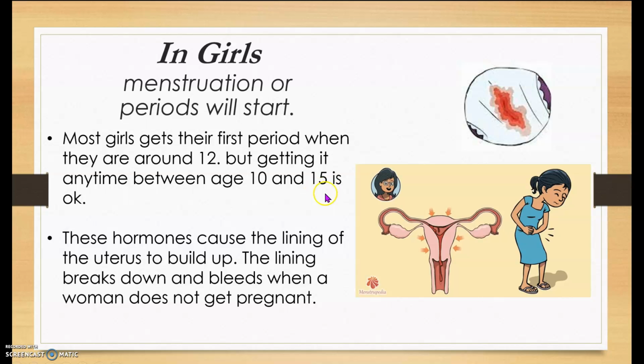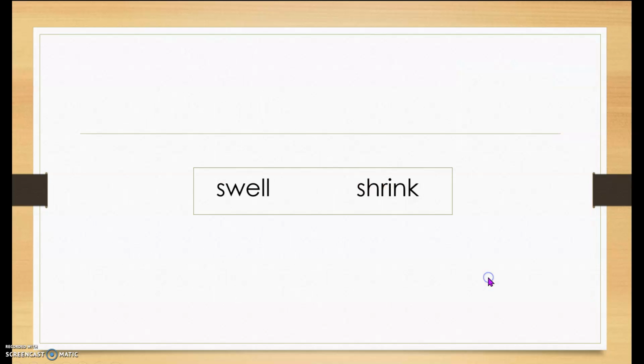The bleeding is caused by the uterus. So this is the uterus and the hormones are causing the lining to build up. When the woman does not get pregnant, the lining will break down, causing it to bleed. You see the bleeding here. Because the girl or the lady is not pregnant, it will break down and bleed.